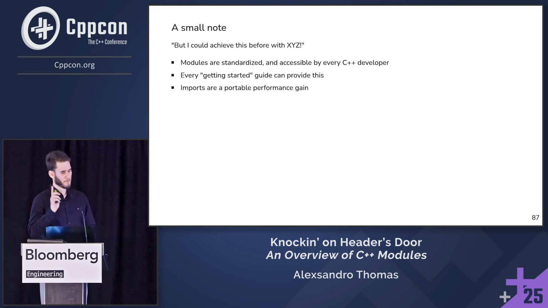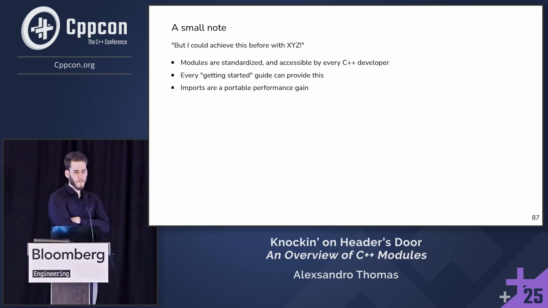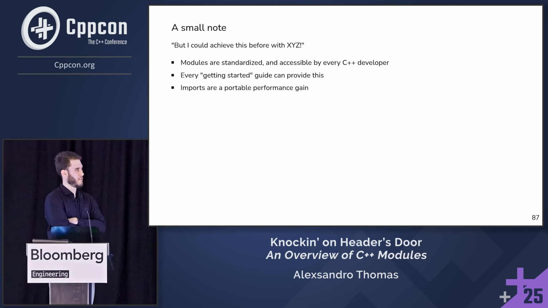I can hear in the back of the room someone's thinking already, well, I could achieve this before with precompiled headers, or I could achieve this before with jumbo builds.